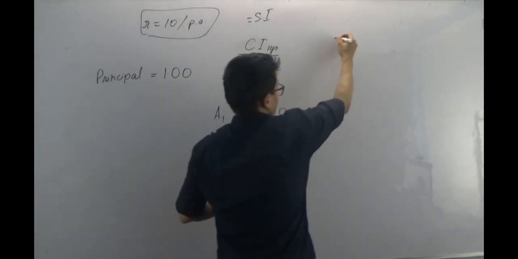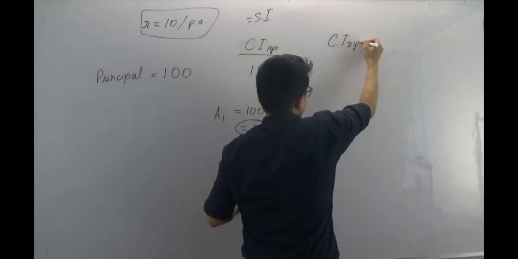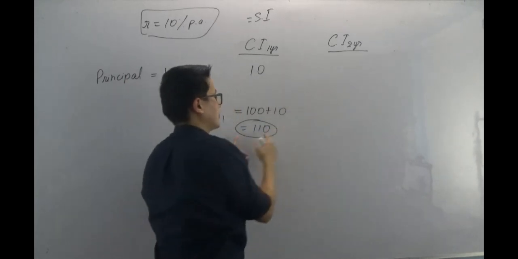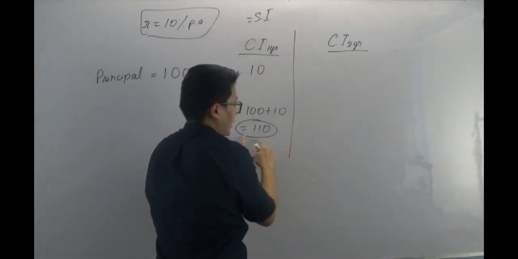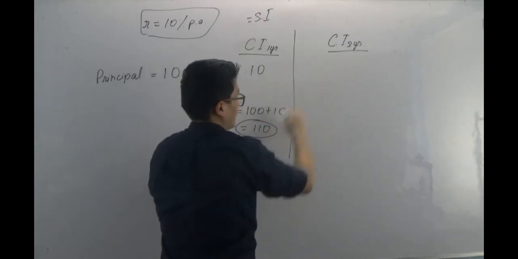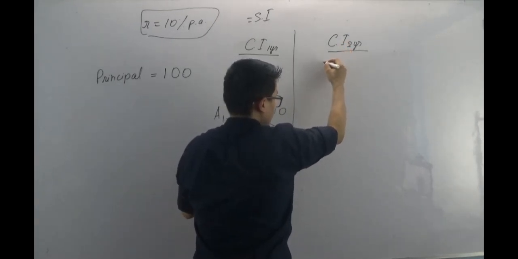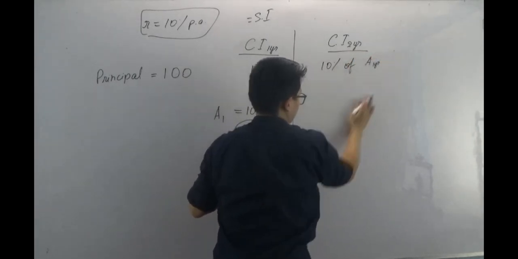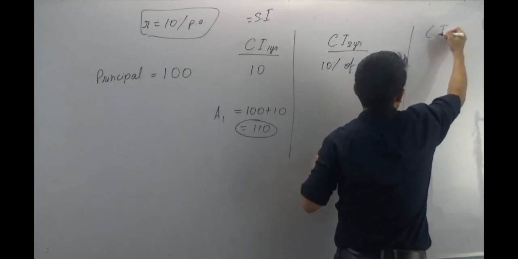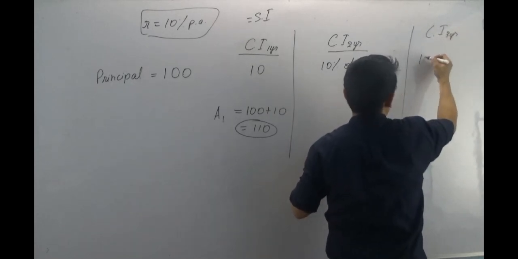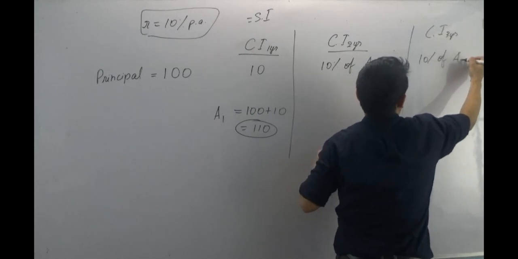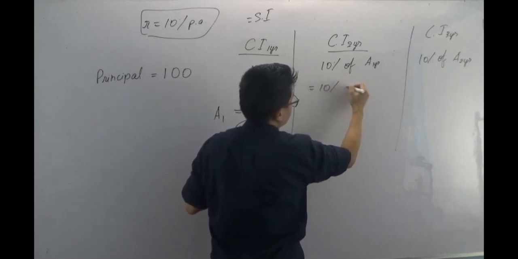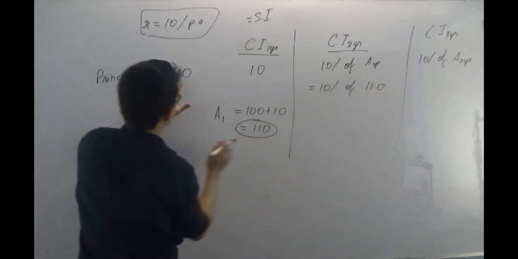Now for the second year, the interest is calculated on the first year's amount, 10% of it. So the compound interest of the second year is 10% of the amount for the first year. Similarly, the compound interest for the third year is 10% of the amount for the second year, which is nothing but 10% of 110.